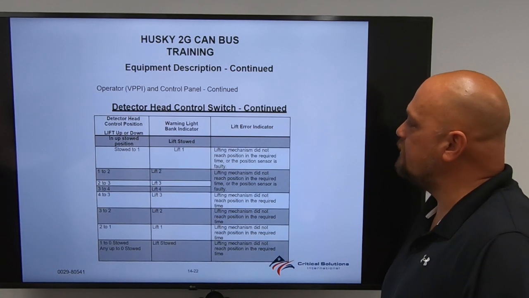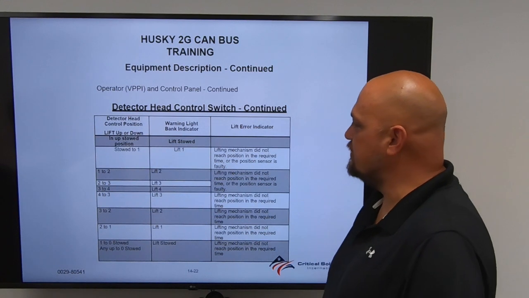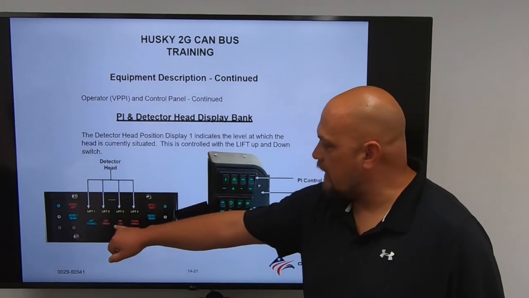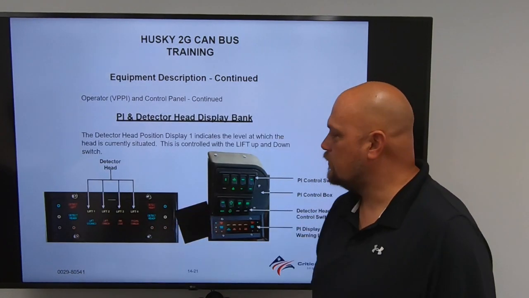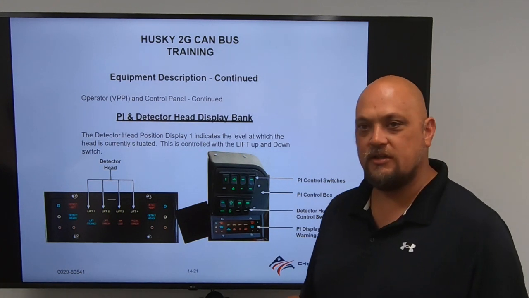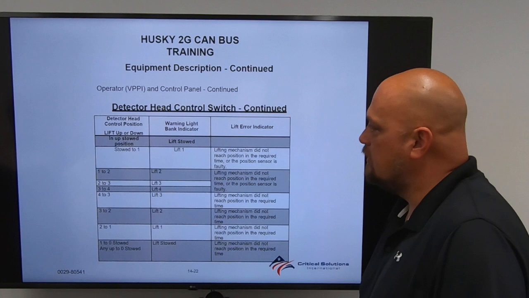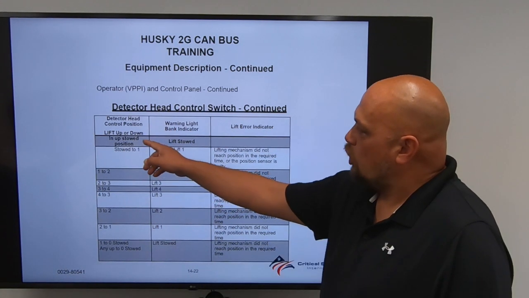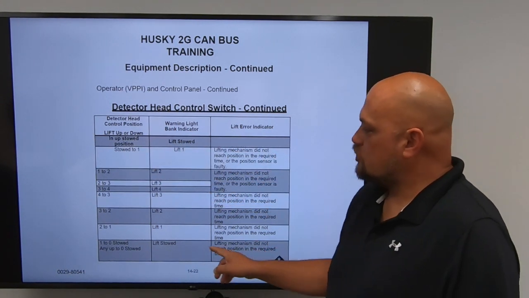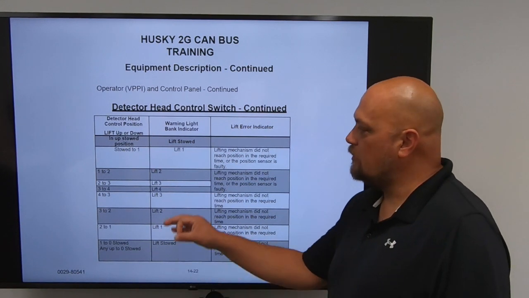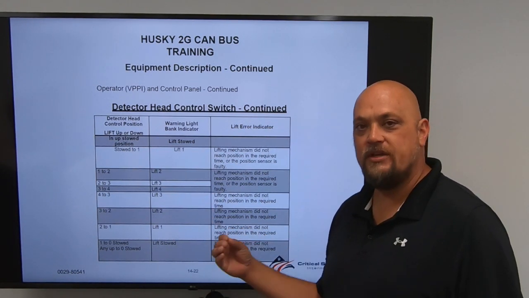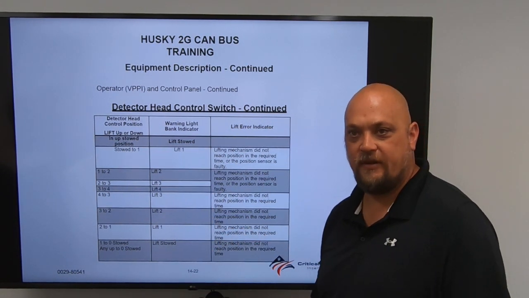Detector control switch. As we mentioned previously, your lift error light will come on if you have any issues with the detector panels moving between positions. That light will illuminate. Detector head control position, this is a quick troubleshooting guide depending on the position of the panel and the reason why that light may or may not have illuminated.